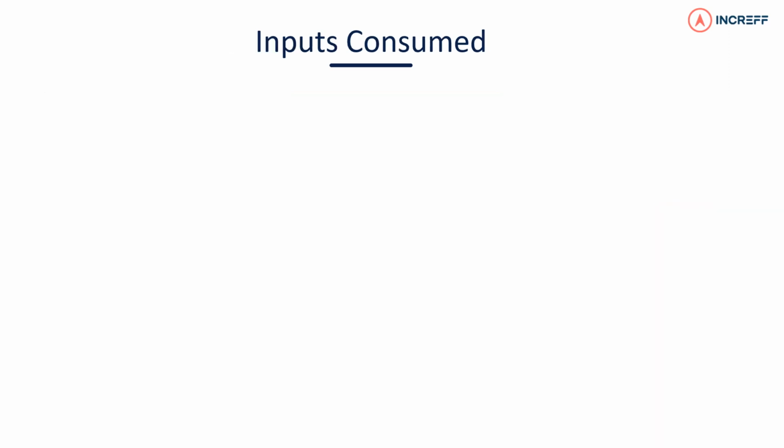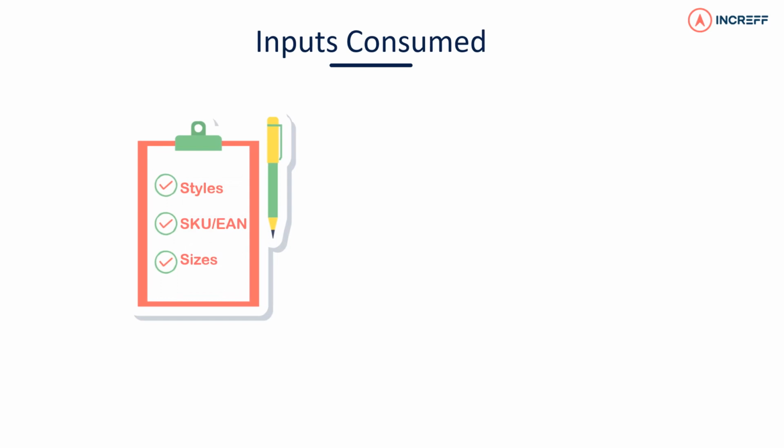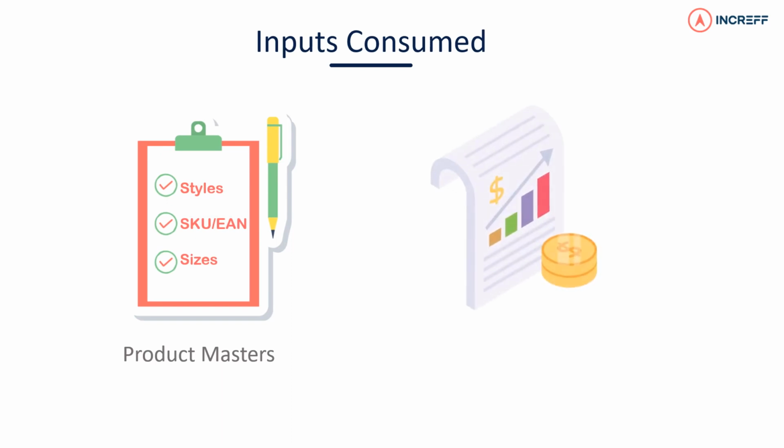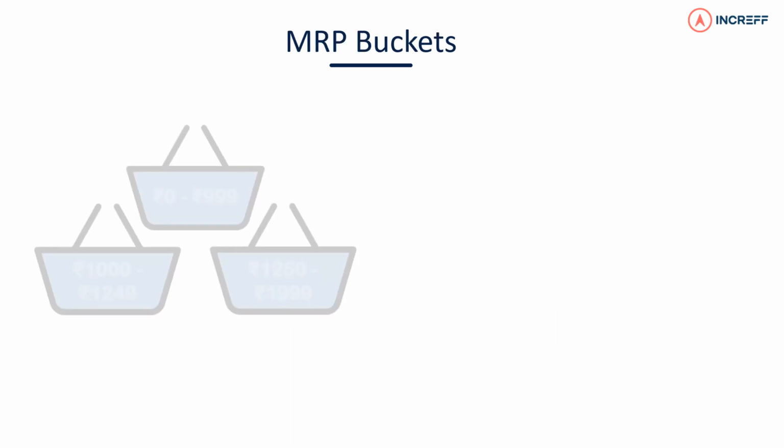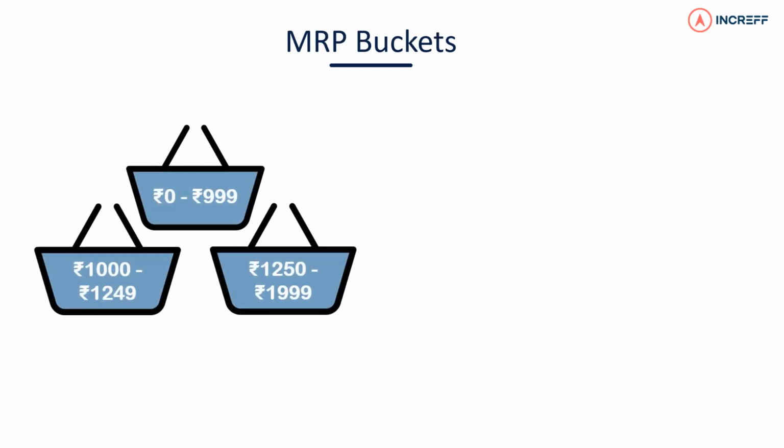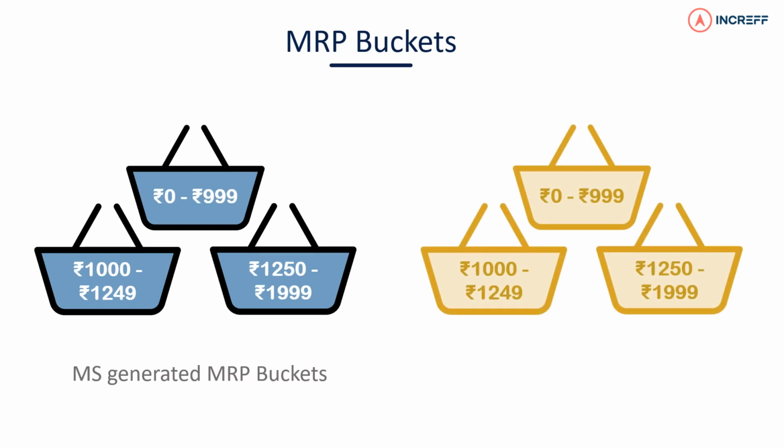This module consumes Product Master. The Product Master will contain details about your styles like the brand, category, sizes, etc. The second input is transactional data or your sales data. Each style gets mapped to a price bucket. You can either use the price buckets generated by the software, or you can skip this step and directly move to the master module where you can upload your own price buckets.